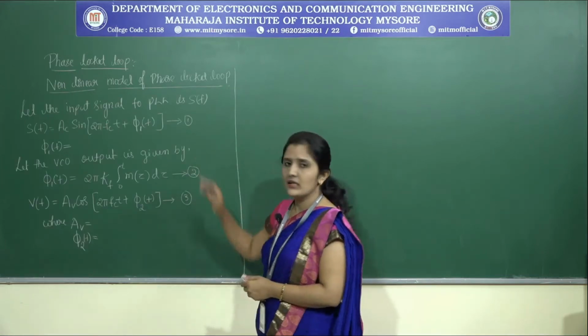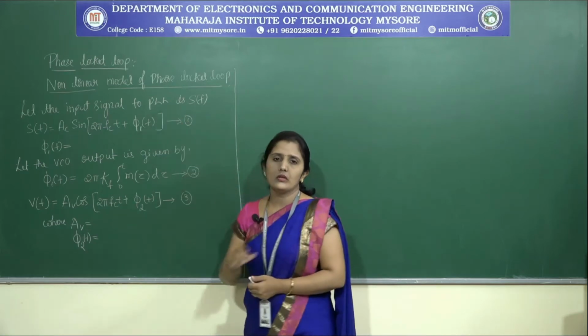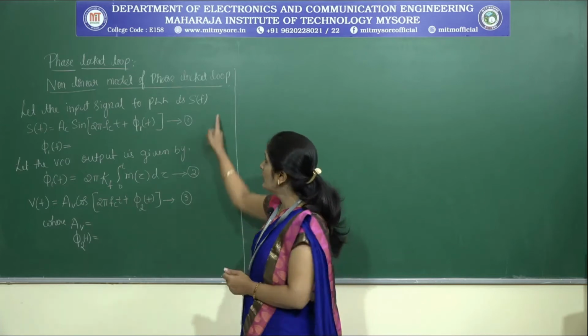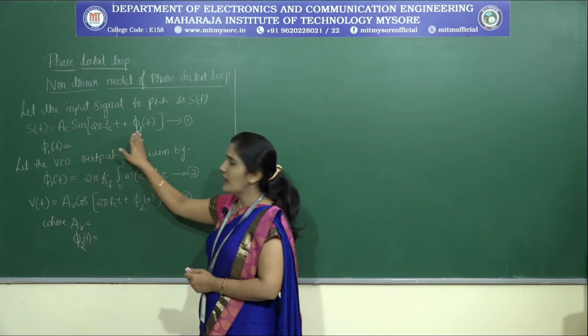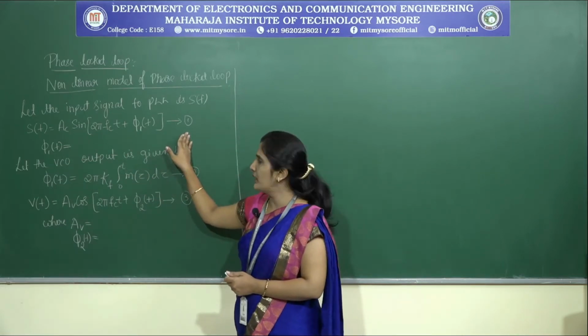To discuss this, let us consider the input signal of the phase lock loop. The input signal of the phase lock loop is represented by s(t). Here s(t) is equal to Ac sin(2 pi fc t plus phi 1 of t). Let us consider this as equation number 1.